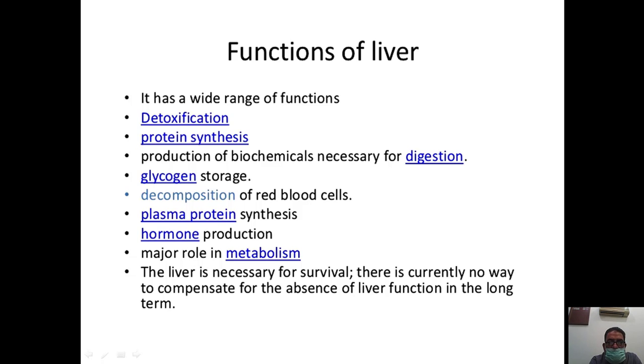The liver is necessary for survival. There is currently no way to compensate for the absence of liver function in the long term. So it is a necessary organ. Without this, life expectancy is zero.